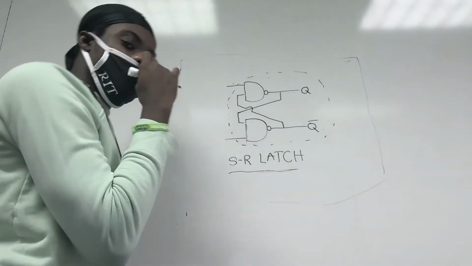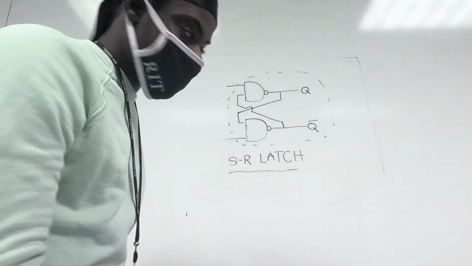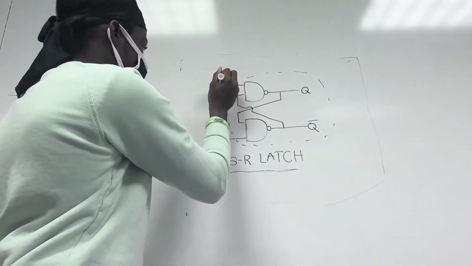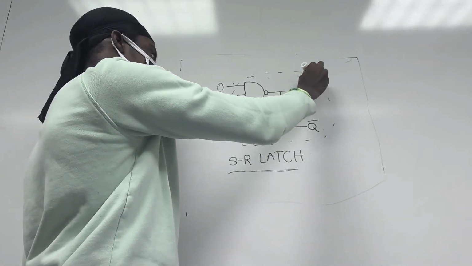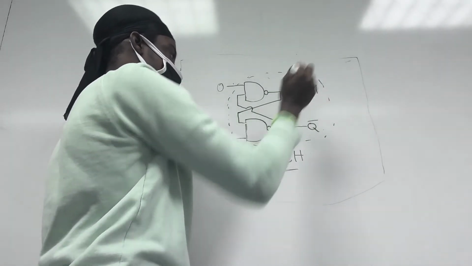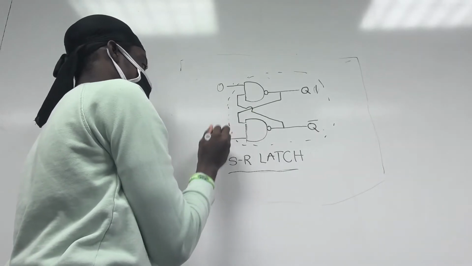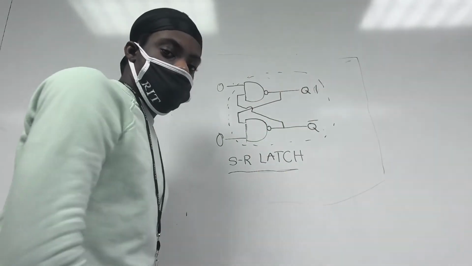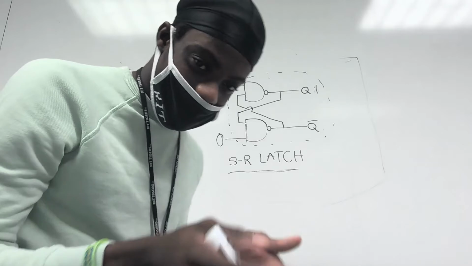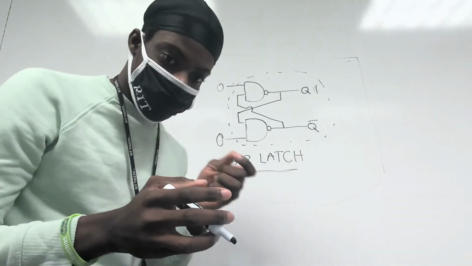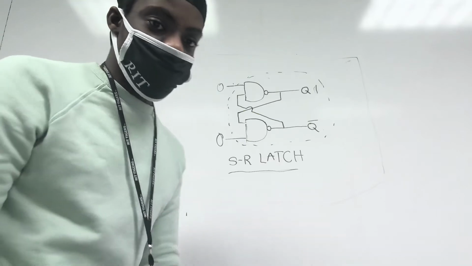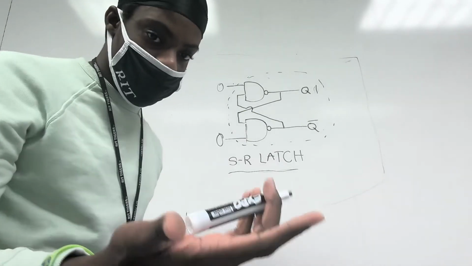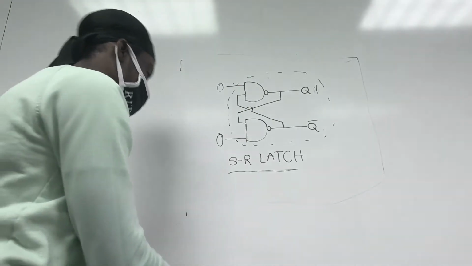Because normally, if you set S to 0, we want this to be 0. No, we want this to be 1. If you set R to 0, we want this to be 0. So how does that work? That's an invalid case. That is the state in which you never want your latch to be in. So to avoid that, we have the data latch.